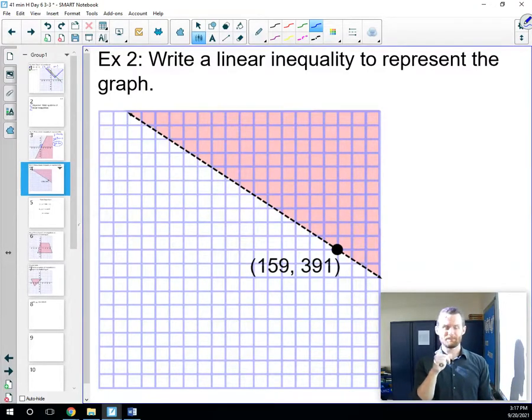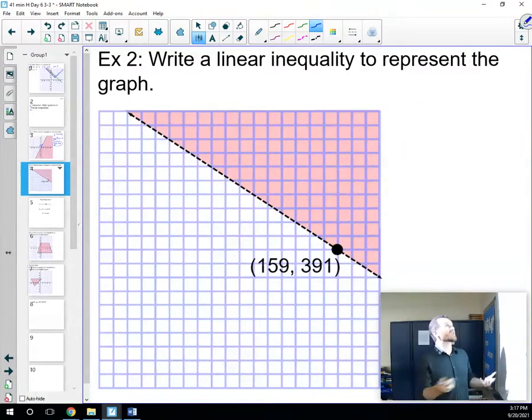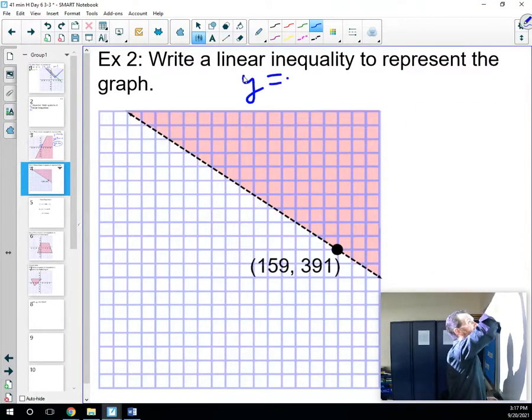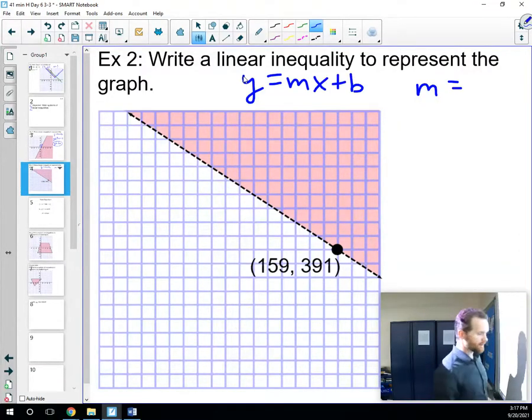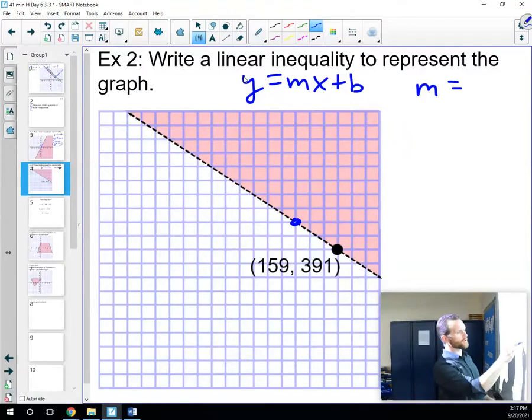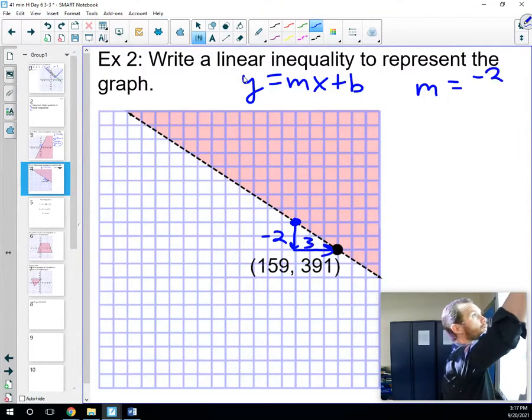Same directions, but the graph is drastically different. We can't see either the x or the y-axis. If we're trying to use y equals mx plus b, we could find the slope, no problem. Let's find another good point. This one looks good. So this looks like it's down 2 and right 3. Down 2 and right 3. So that would be negative 2 over 3.